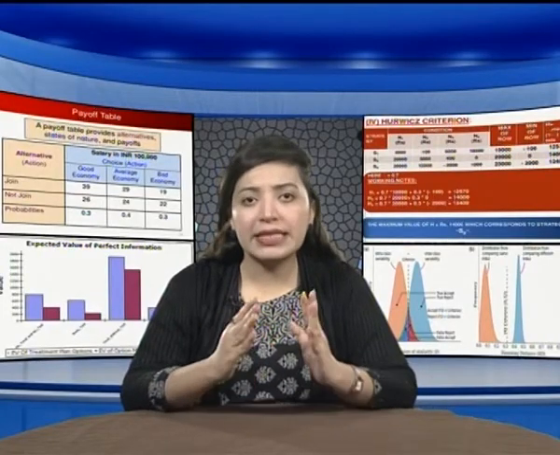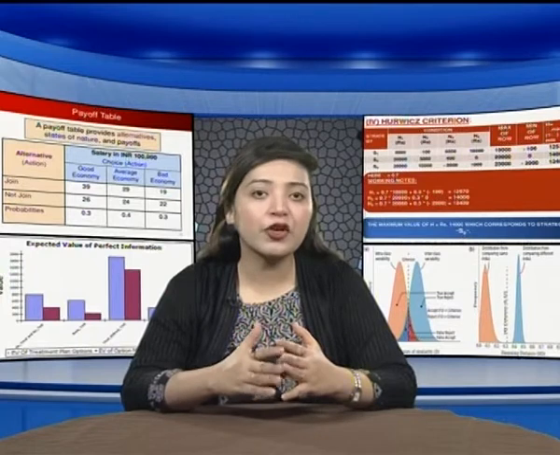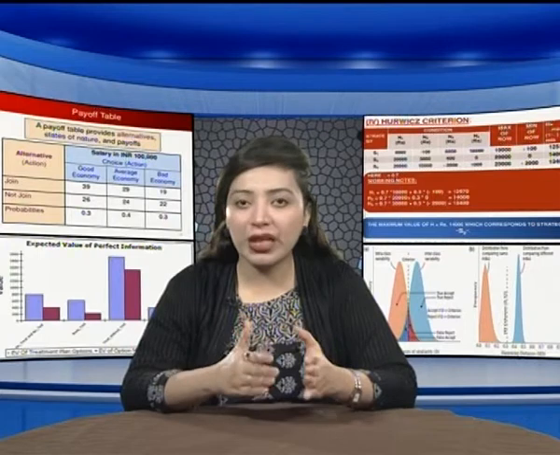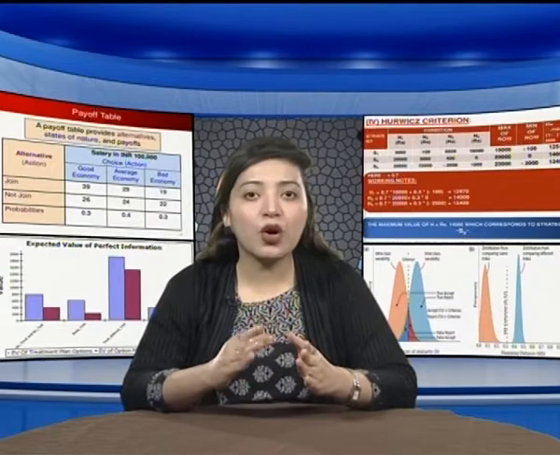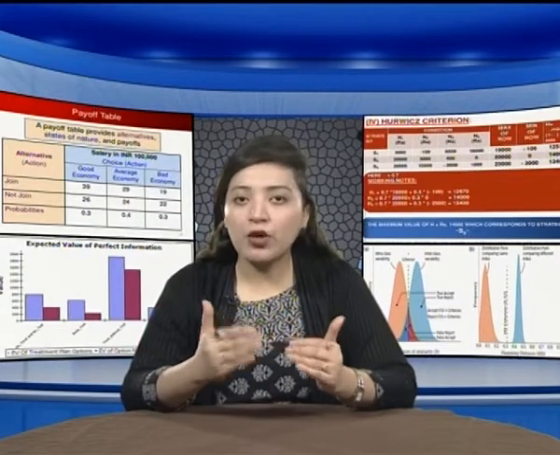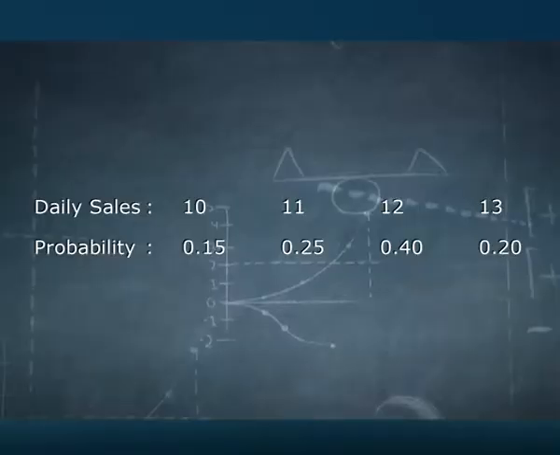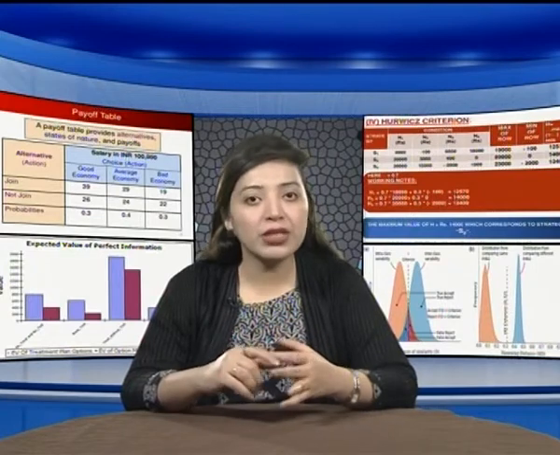A fruit wholesaler buys cases of strawberries for rupees 200 each and sells them for rupees 500 each. Any case left at the end of the day would have a salvage value of only rupees 50. An analysis of past sales records reveals the following probability distribution for the daily number of cases sold. So that is daily sales like 10, 11, 12, 13, and the probabilities associated with them are 0.15, 0.25, 0.40 and 0.20. Now what is the optimum stock action for the fruit seller?